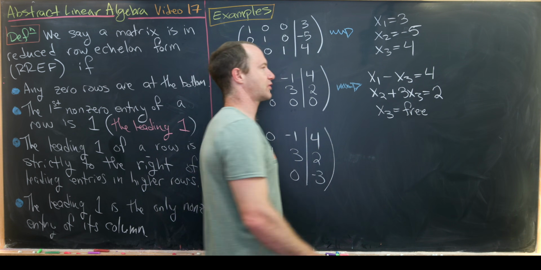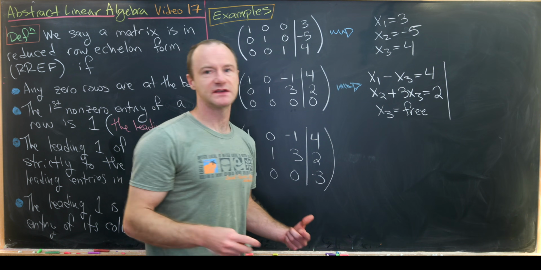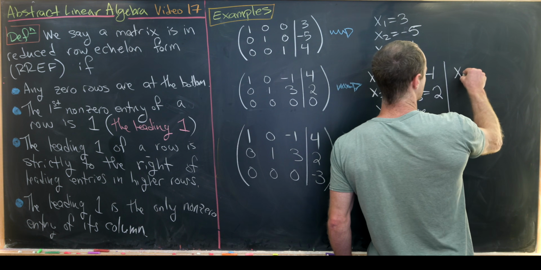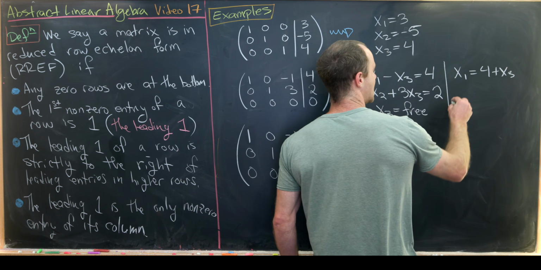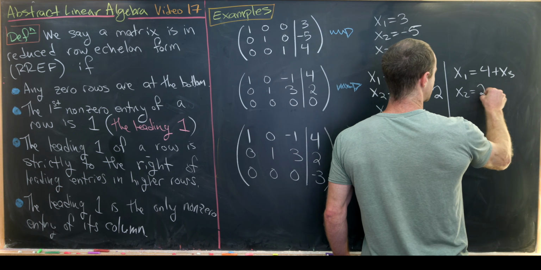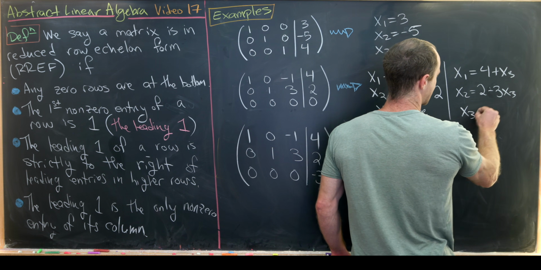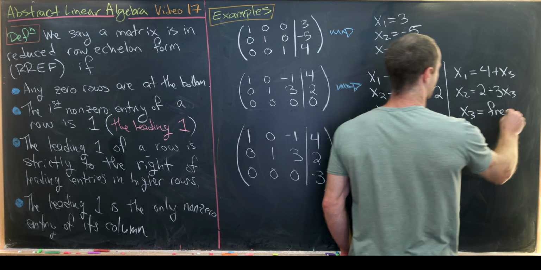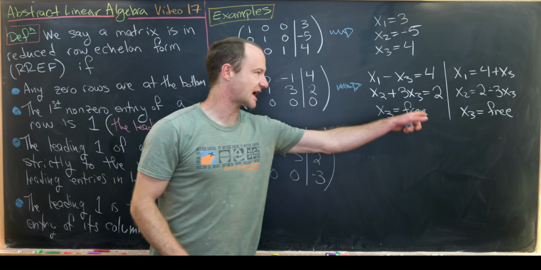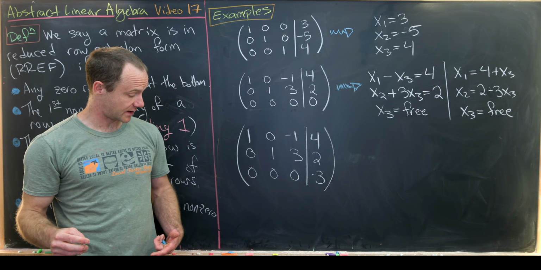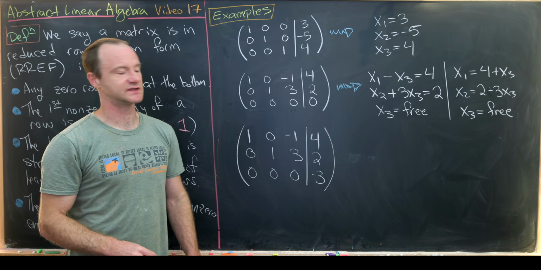But that gives us a parameterized solution set by this free variable. The standard way to write this would be x1 is equal to 4 plus x3, and then x2 is equal to 2 minus 3x3. And then like I said, x3 is our free variable, so we'll just put free here. So that'd be our solution set. Since x3 can be anything we want, that means, in fact, there are infinitely many solutions here.